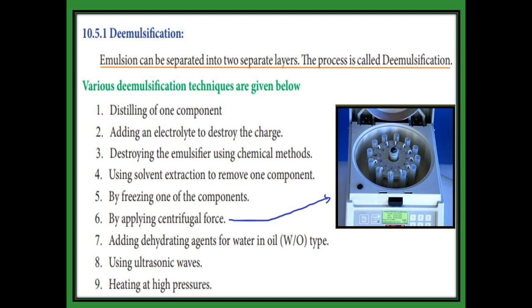And the seventh one is adding a dehydrating agent. Dehydrating means, de means removal and hydrating means water. So a water-removing agent is added and we can get the two layers. And the eighth one is using ultrasonic waves. If you pass ultrasonic waves, the emulsion undergoes destabilization and forms two layers. And heating at high pressure: by heating also we can separate the oil layer as a separate one and the aqueous layer as a separate one.